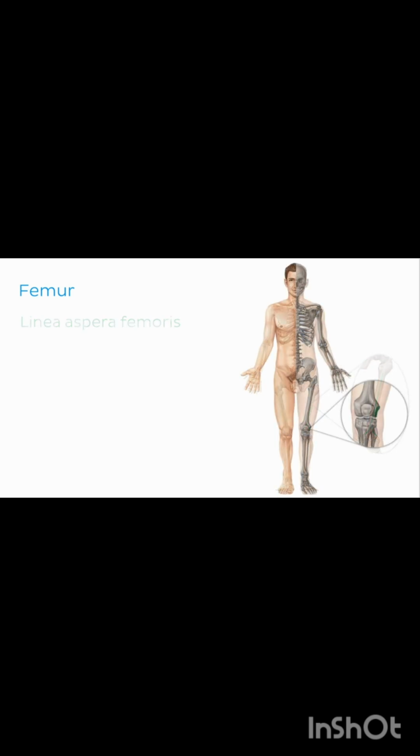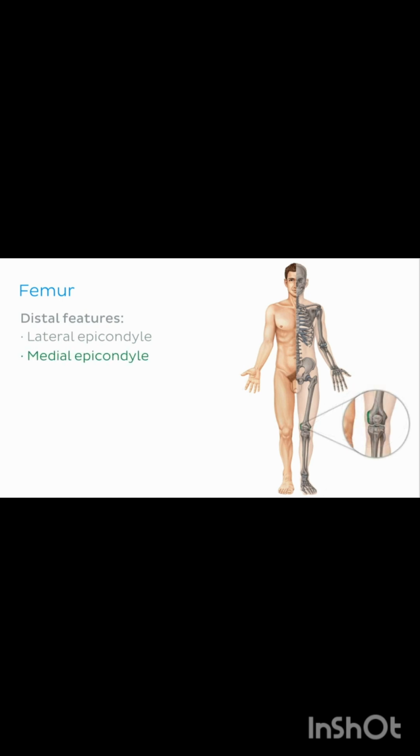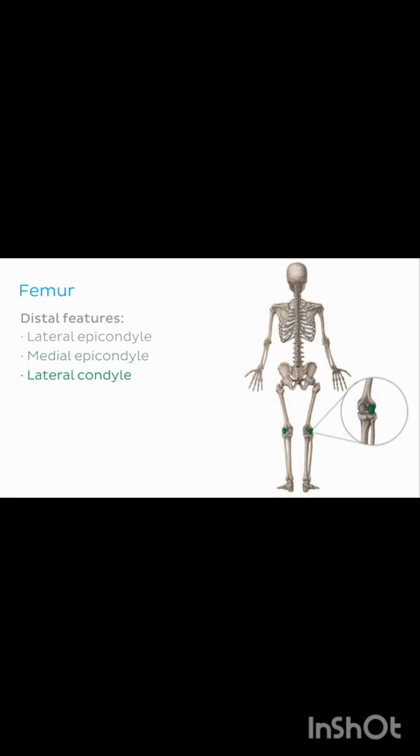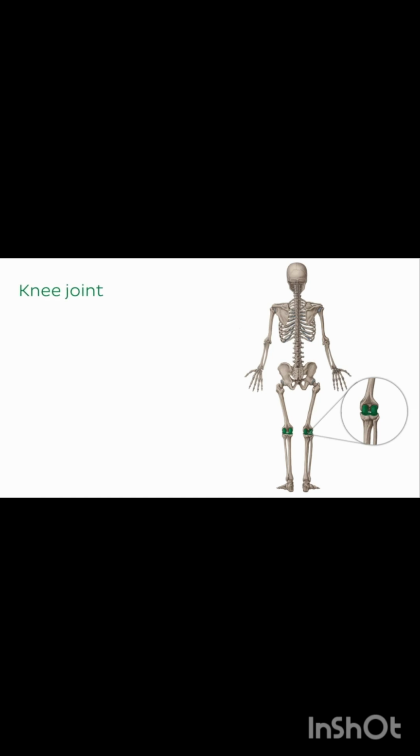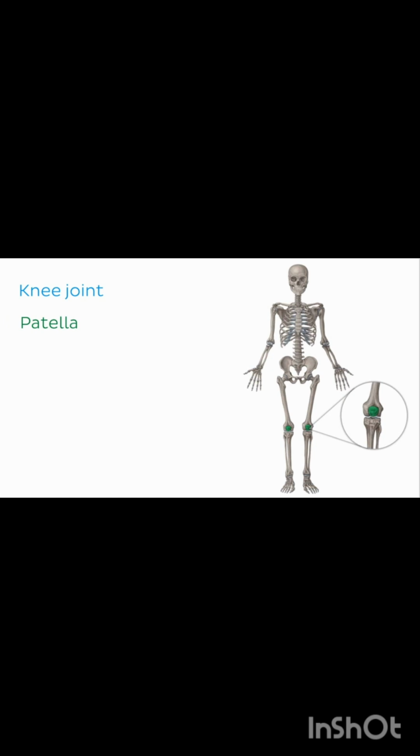Now let's look at some features of the distal femur. First we have the lateral epicondyle, followed by the medial epicondyle. These epicondyles function as a site of muscle, ligament and tissue attachment. Below these epicondyles we have the lateral condyle, followed by the medial condyle. These condyles then articulate with the tibia of the leg to form the knee joint. On the anterior surface of the knee joint is an irregularly shaped bone called the patella. You might know this bone better as the kneecap.